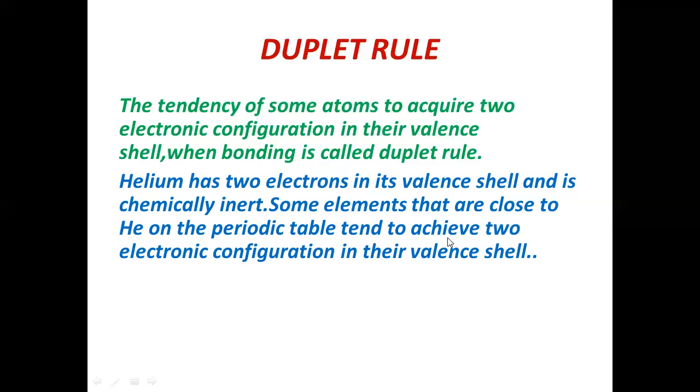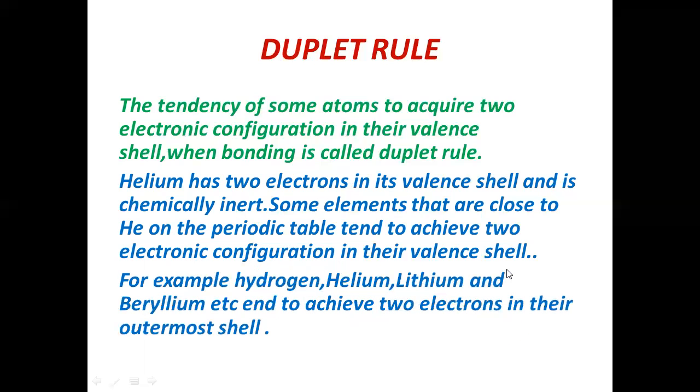Helium on the periodic table tend to achieve 2 electronic configuration in their valence shell. For example, hydrogen. Hydrogen has atomic number 1, helium 2, lithium 3, and beryllium 4. All these elements have a closed electronic configuration or atomic number like helium. So hydrogen has one electron in the outermost shell, and it will try to have two electrons in the outermost shell, so it will gain one more electron. Helium already has two electrons, it is filled.